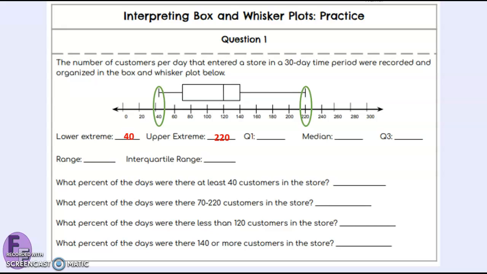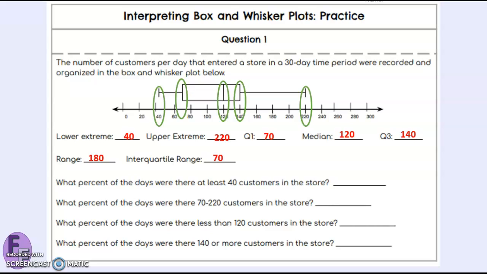Quartile 1 is the far left side of the box. This is 70. Quartile 2, or the median, is the middle line of the box, 120. Quartile 3 is the far right side of the box, 140. To find the range, you subtract the upper extreme from the lower extreme, 180. For interquartile range, you subtract Q3 from Q1, 70.